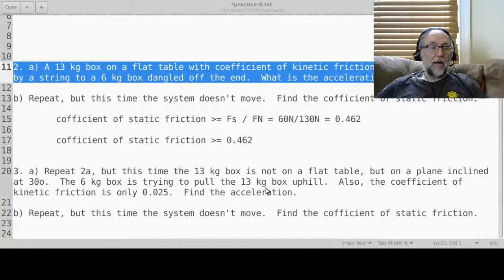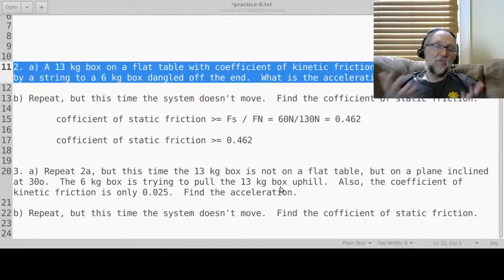All right, so let's read the problem. Repeat 2A, in other words, repeat the same problem as before, but this time the 13 kilogram box is not on a flat table, but on a plane inclined at 30 degrees. The 6 kilogram box is trying to pull the 13 kilogram box uphill. It may not, but that's what it's trying to do. Also, the coefficient of kinetic friction is only 0.025 in this case, so it's a smoother surface.